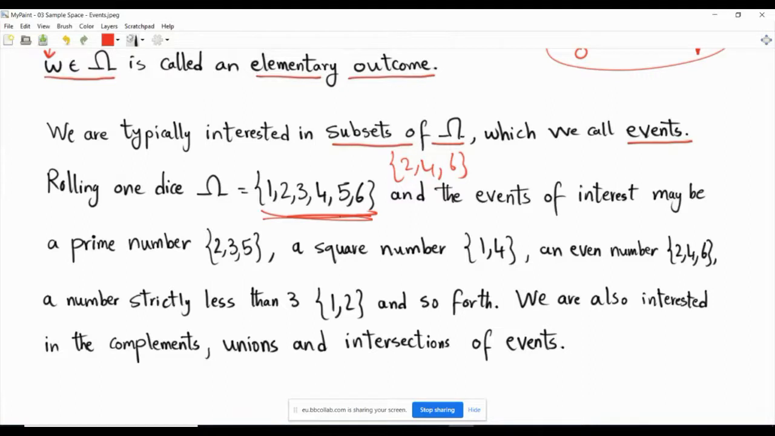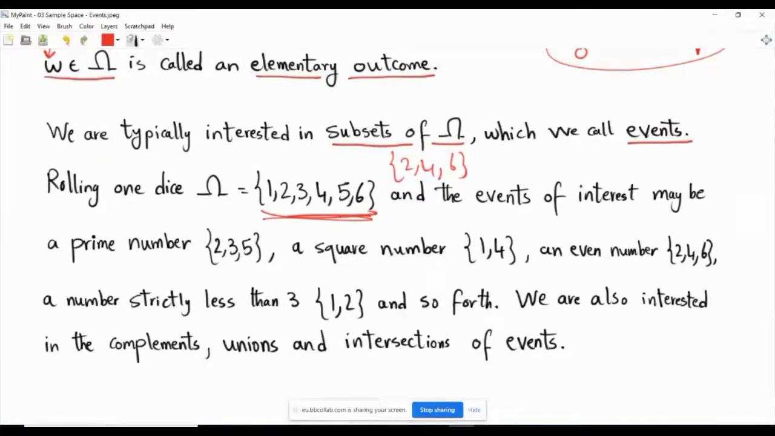And we are also typically interested in the complements. So you may ask yourself, will I get an even number or an odd number? Will I get a number that is 3 or less, or that is greater than 3? So typically when we do experiments, we are interested in the occurrence of an event or the non-occurrence of an event. So our interest typically involves the complements of some subsets of big omega, unions, intersections, and so on.